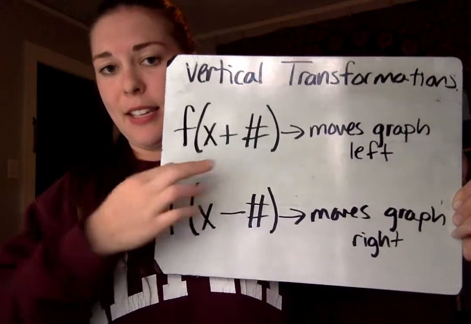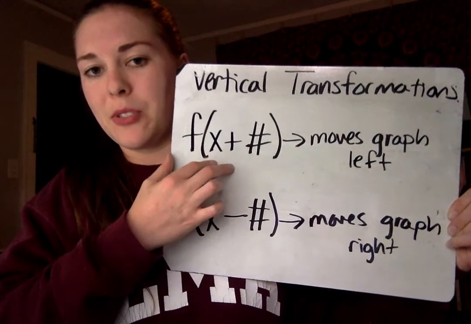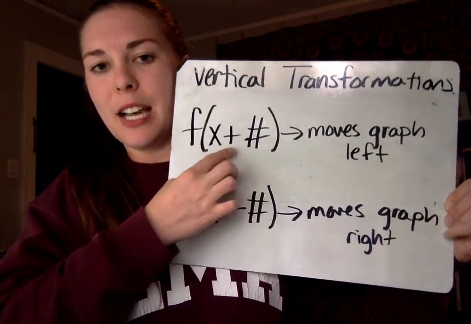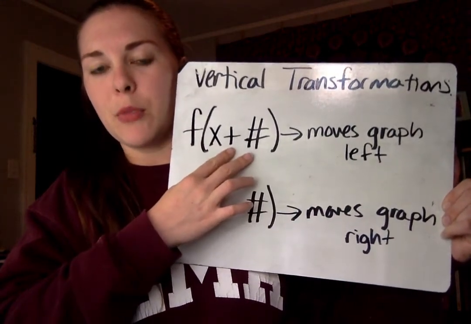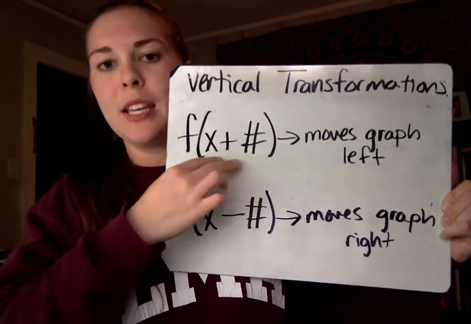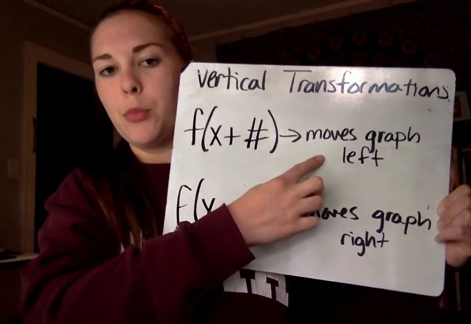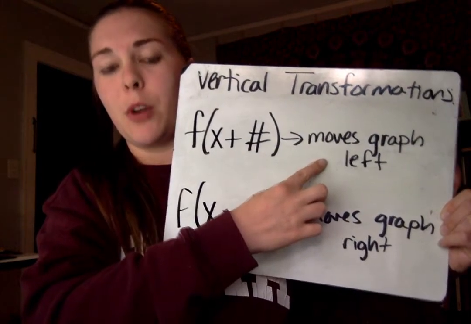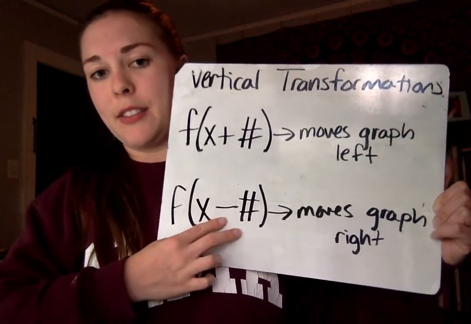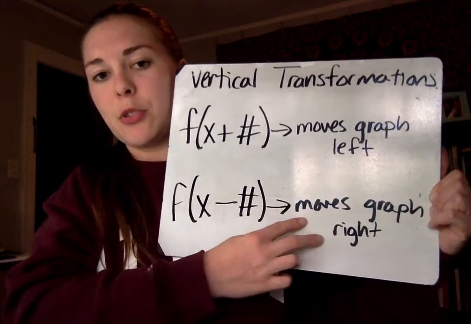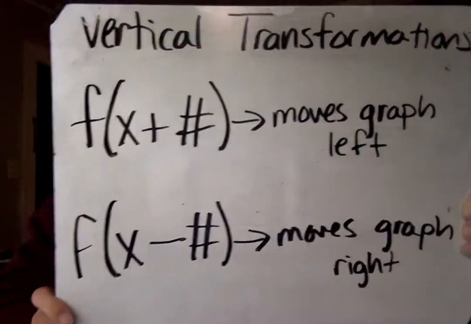Now here's the second thing. It's a little bit counterintuitive. So not only do we have to make sure for horizontal that it's inside the function, but you need to kind of reverse your thinking when it comes to plus or minus. Generally speaking, when we add a number, we think, okay, I'm going to move it to the right. However, with transformations, if you add a number inside the function, you are moving left. I repeat, you are moving left. If I subtract a number inside the function, that means you are going to move right. So make sure you get those written down.